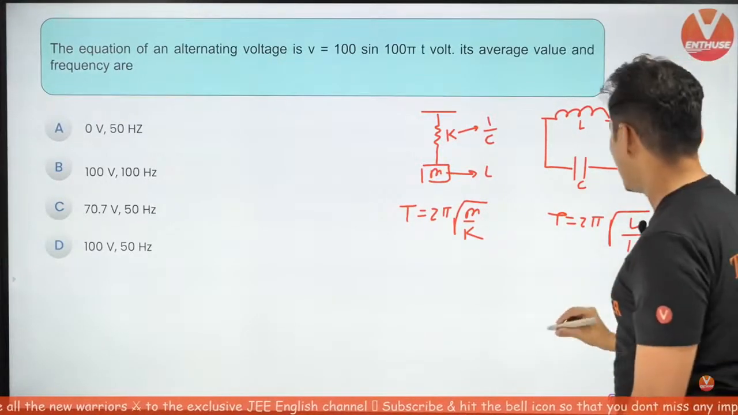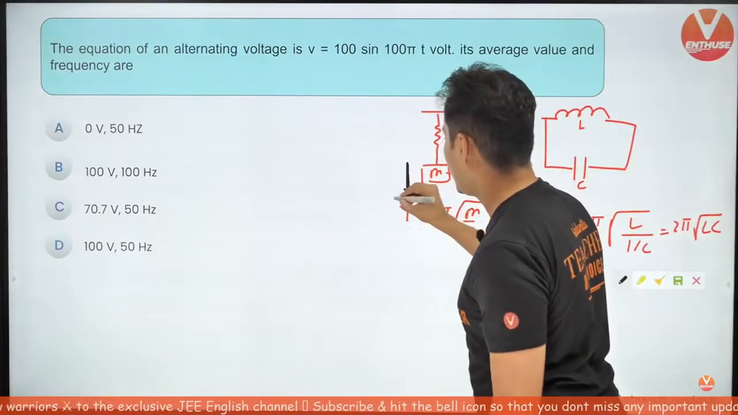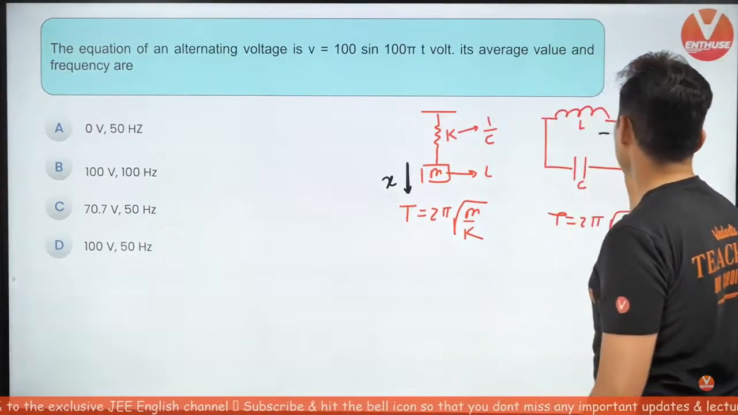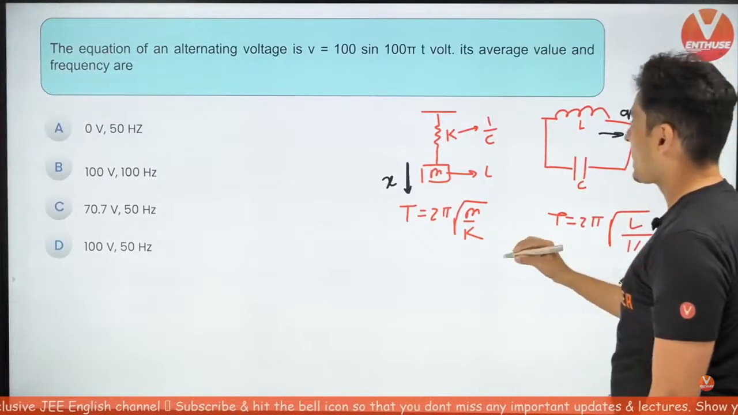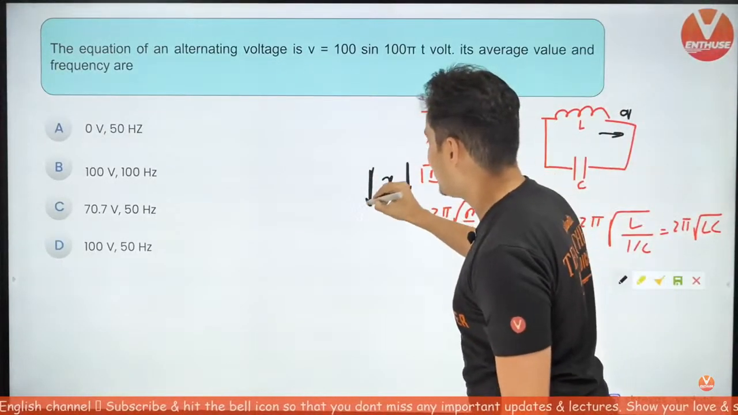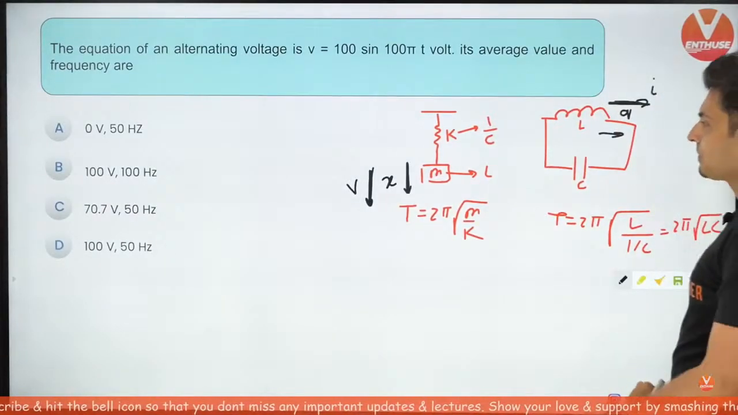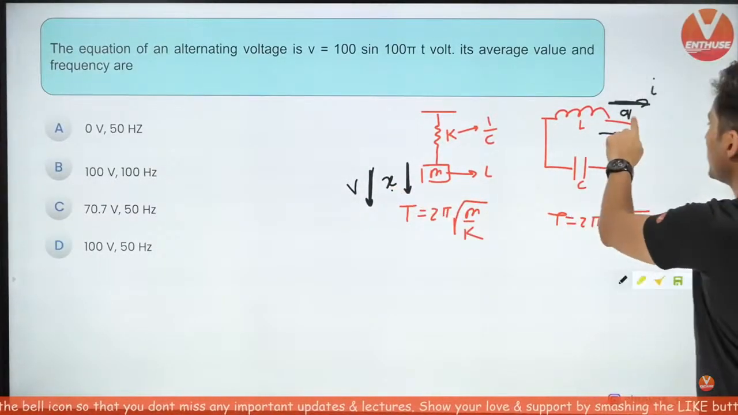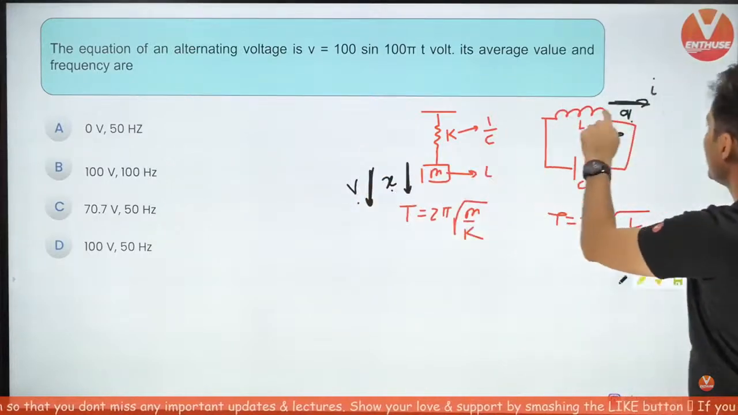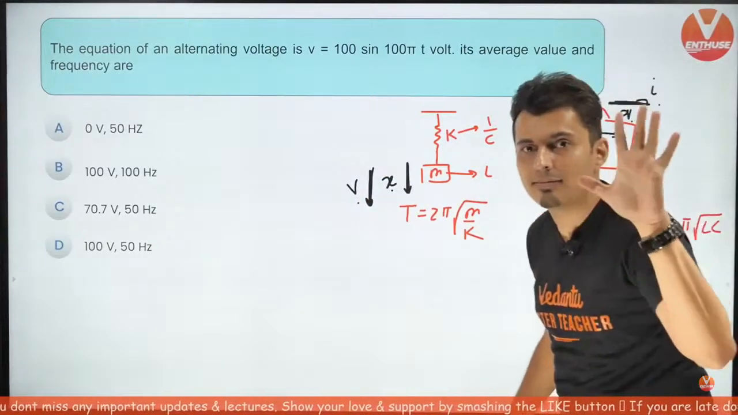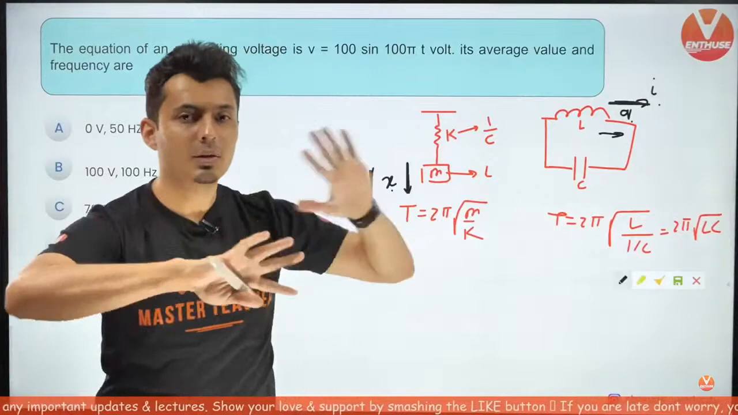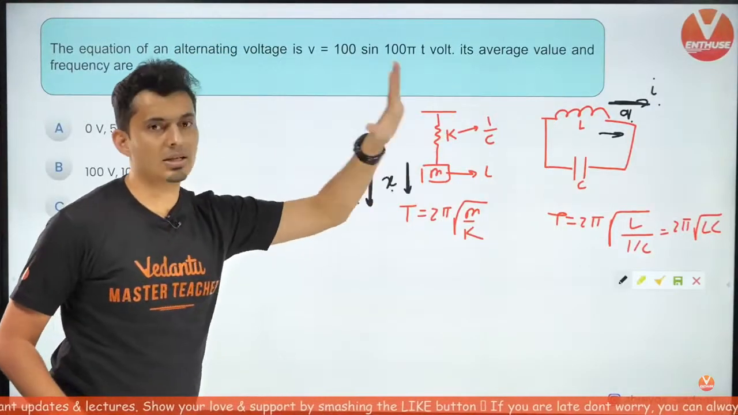So here the position changes, right? Here the charge changes. And when position changes, there is velocity. Here the rate of flow of charge, you have current. So wherever you find X, put Q. Wherever you find velocity, put current. They are all very similar. If you understand that, that's it. You don't have to remember it specially.